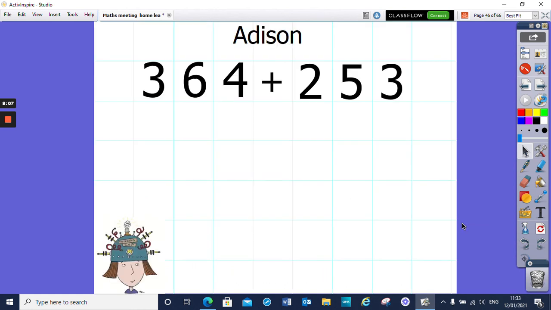Our last activity now, and it's some addition. 364 plus 253. You can tackle this however you want to, using the most efficient method. Pause and have a go now.